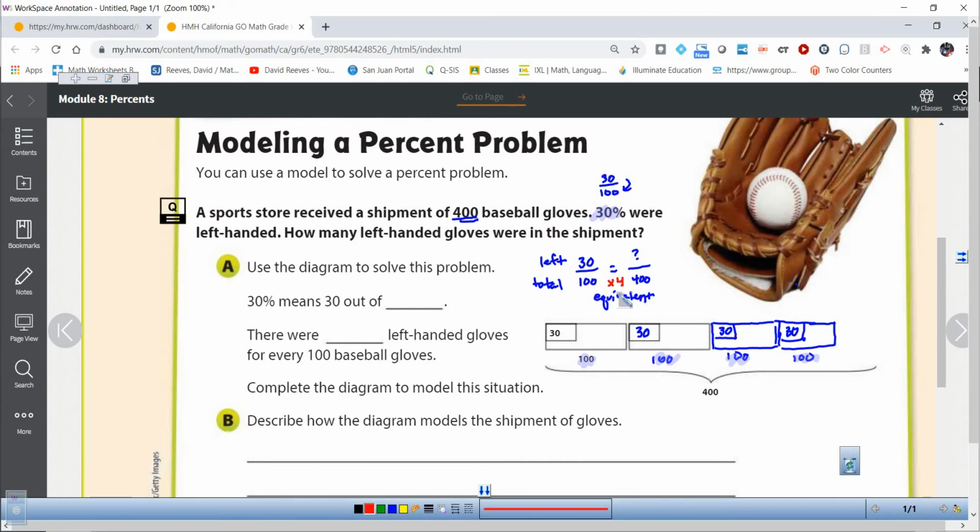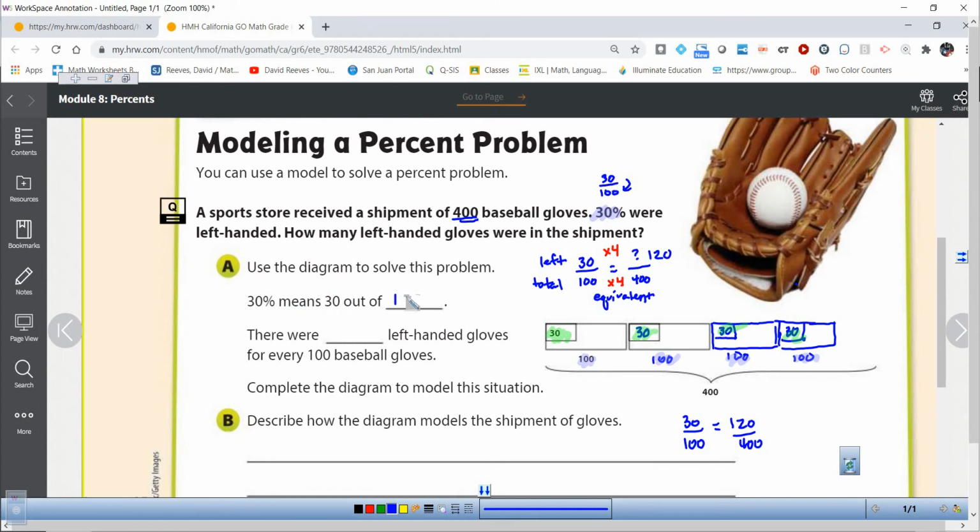But if these truly are going to be equivalent, whatever we multiply by on the bottom, we're going to multiply on the top. Do you see how we also have 4 of those 30s? 30, 60, 90, and 120. So that missing number we needed right here was 120. So 30 out of 100 is equivalent to 120 out of 400.